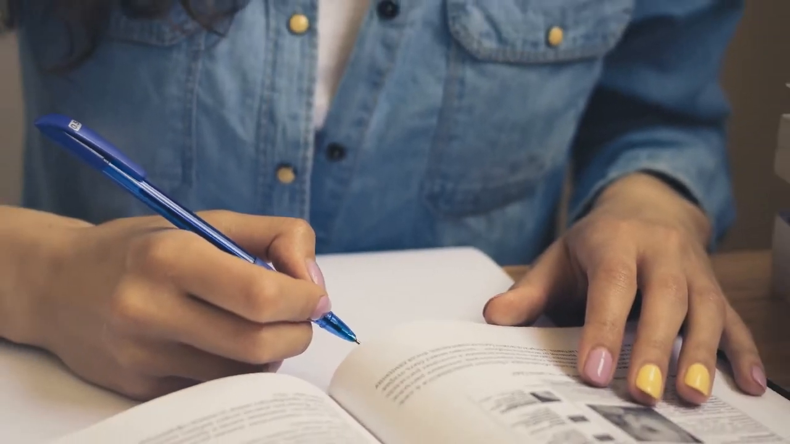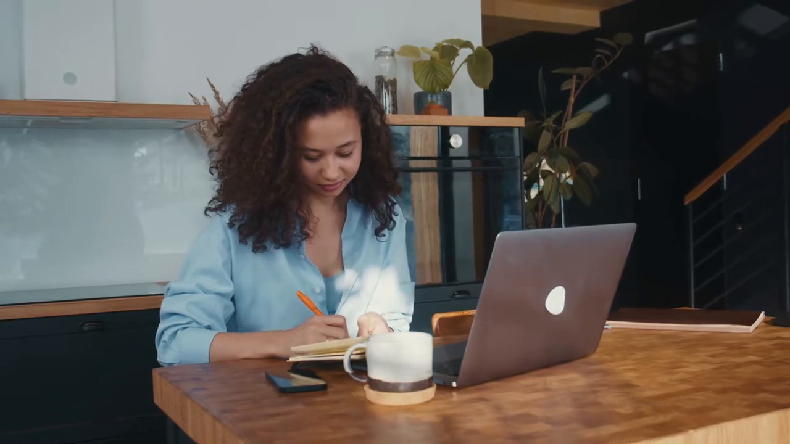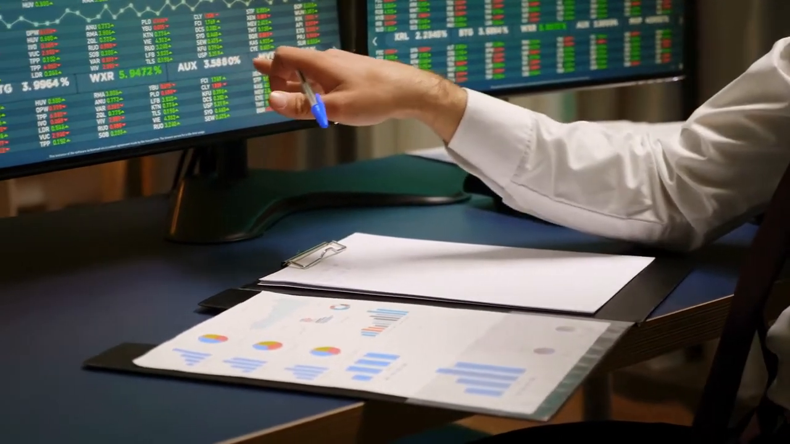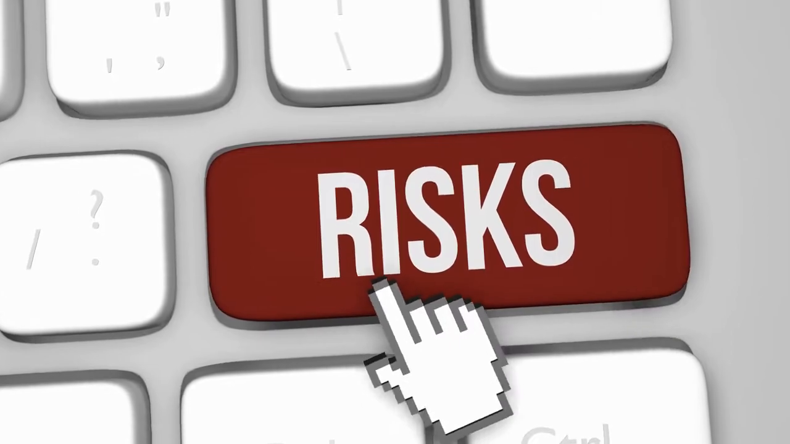Want to take notes during the course to make sure the information stays fresh in your mind. Always remember cryptocurrency is an investment.